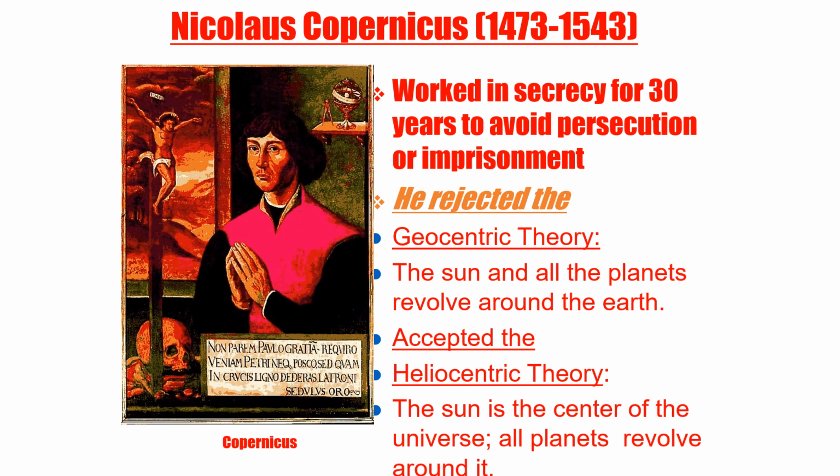If he had gone public with this, he would have been arrested for heresy, speaking out against the Catholic Church, who supported the geocentric theory, and he could have been put on trial and imprisoned and possibly burned at the stake. So people weren't just being arrested for speaking out against Catholicism, but for speaking out against anything that might question the authority of the Catholic Church, even scientific theories.